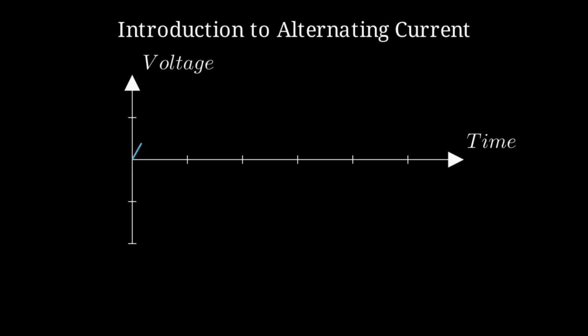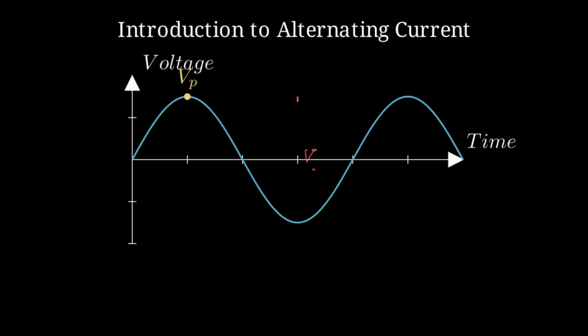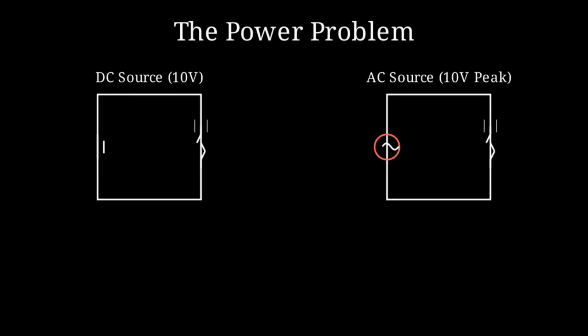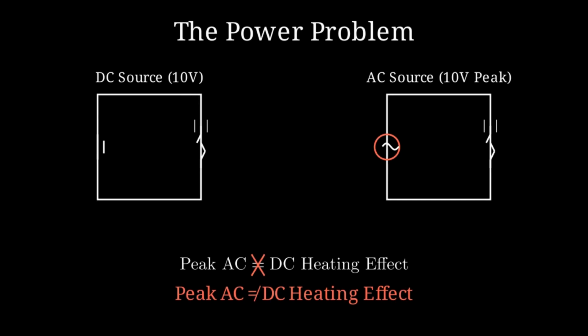In alternating current, the voltage and current do not stay constant like DC. Instead, they oscillate back and forth. To compare this changing energy to a steady DC source, we need a standard measurement known as the root mean square, or RMS value. If we apply a peak AC voltage of 10 volts to a heater, it produces less heat than 10 volts of constant DC. This is because the AC signal spends most of its cycle at values lower than its maximum peak.